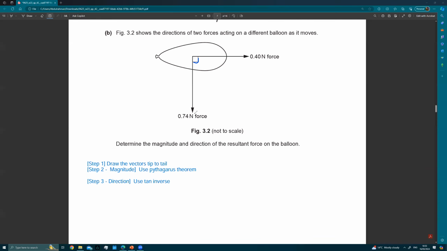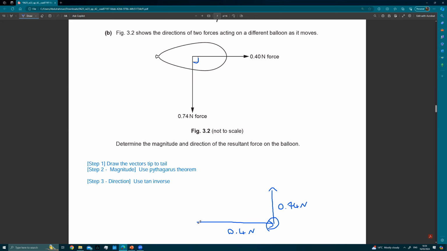So I'm going to draw them tip to tail. So the tip of this vector has to touch the tail of the other vector. Because right now the tail's touching the tail, you can't really use this diagram. So I'm going to draw it again. I'm going to draw vectors. This is 0.4 newtons, and this is 0.74 newtons. Notice the tip is touching the tail.